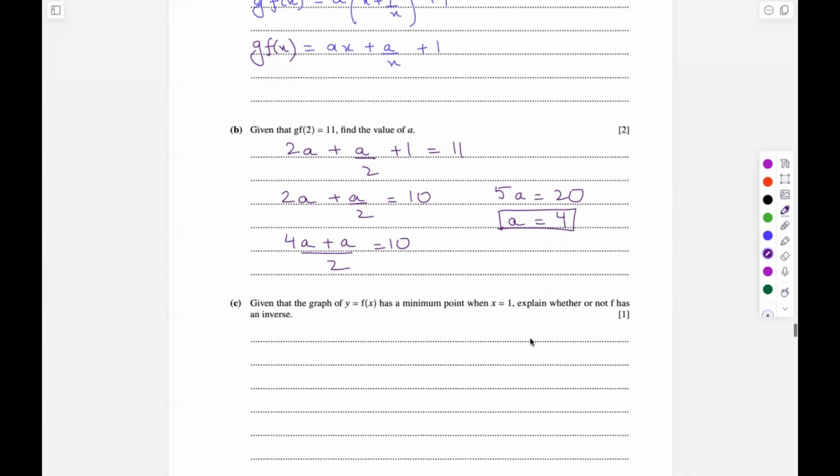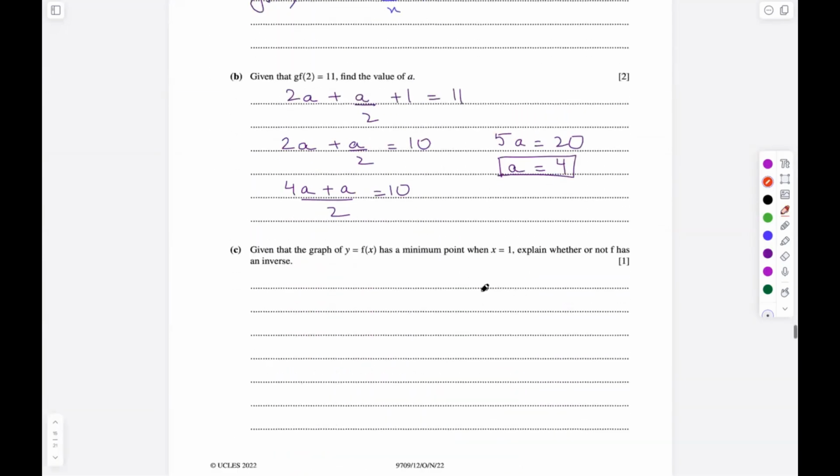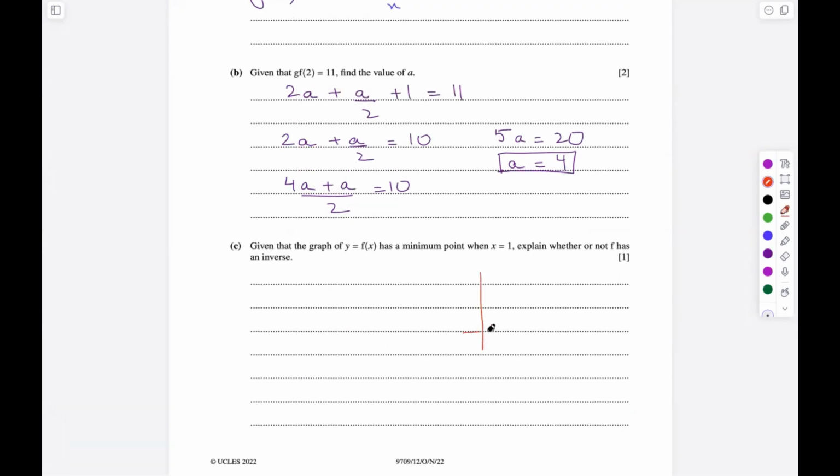In part C, it is saying given that the graph of f of x has a minimum point when x equals 1, explain whether or not f has an inverse. Now the values of x are greater than 0. So let's say if we draw a graph up here and the minimum point is at x equals 1. So which means if this is the minimum point, the graph would be somewhat like this. Now this basically means that f is not a one-to-one function, so that's why it will not have an inverse.